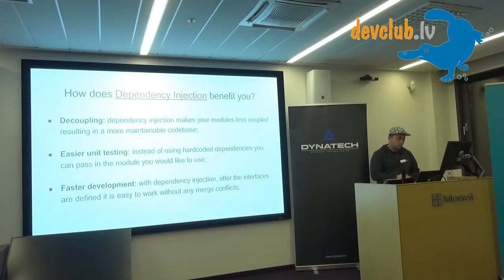So, how does dependency injection benefit you? Dependency injection encourages us to decouple our code from its lower level implementations, and this results in code that's cleaner, easy to modify, and easy to reuse. It also makes it easy to test our code, because instead of having to work with hard-coded implementations, we can just pass in a mock dependency during, say, unit tests. And it also results in faster development.